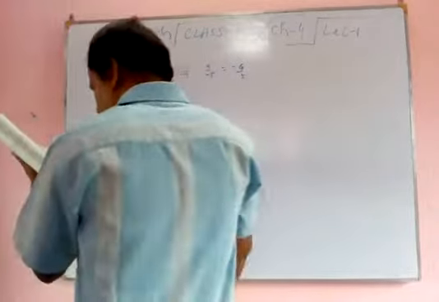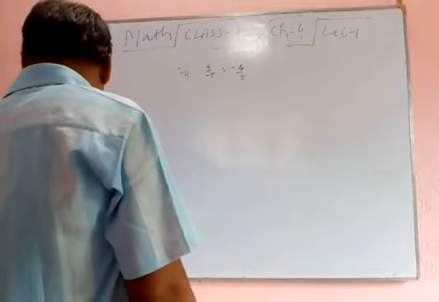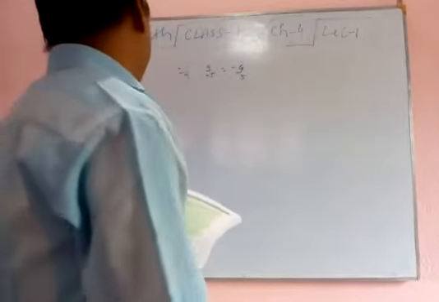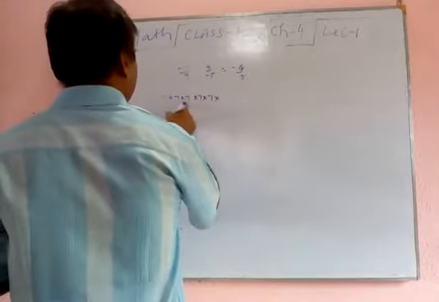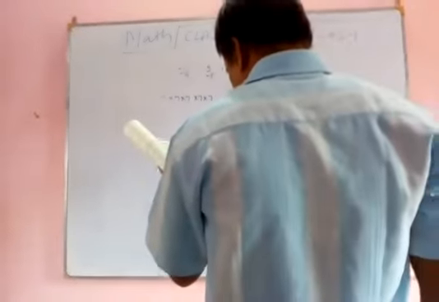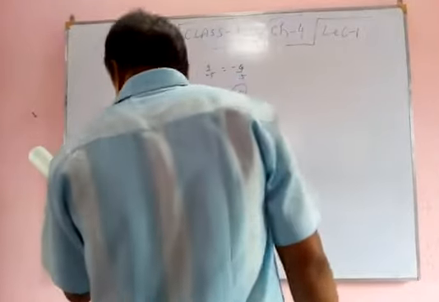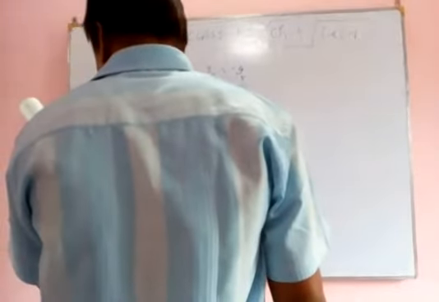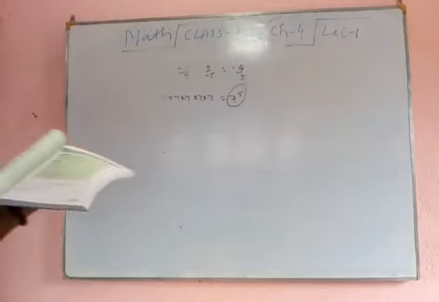Now, we can write 7 into 7 into 7 into 7 into 7, that is 7 to the power 5, read as 7 raised to the power of 5 or 5th power of 7. So we can write here 7 five times, and we can say that is the 5th power of 7 or 7 raised to the power of 5. Similarly, -2 into -2 into -2 into -2 is read as -2 to the power of 4, or -2 raised to the power of 4.